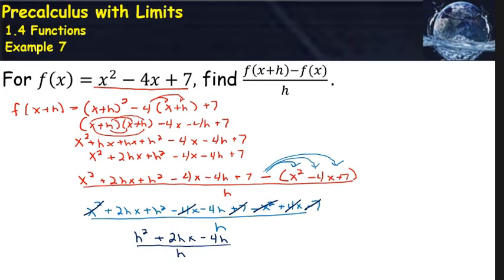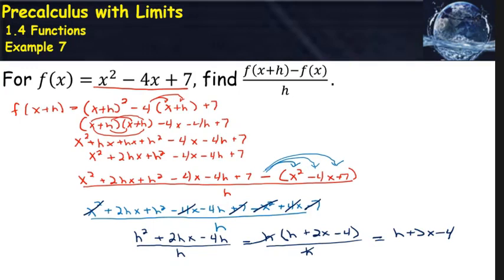Now if I look, every term in the numerator has an h, so I can factor out an h. So when I take an h out of here, I'm left with 1h. Here I'm left with just a 2 in the x. And here I'm left with just the negative 4. And that's all over h. So what I did was factor, which is actually dividing, and then I'm going to cancel the h's, and that's my answer: h plus 2x minus 4.